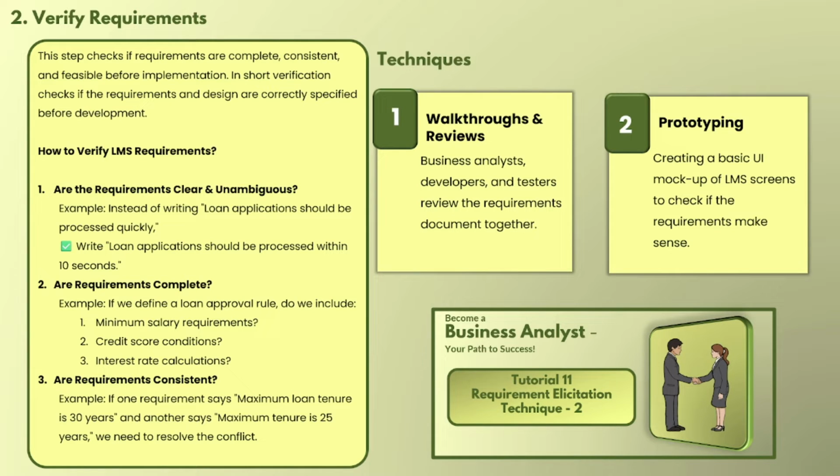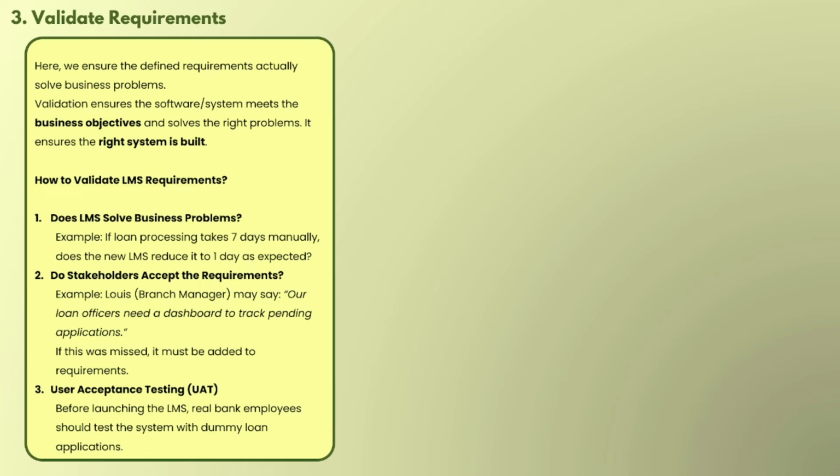Now let's move to another key task of requirement analysis and design, that is validate requirements. Here we ensure the defined requirements actually solve the business problems. Validation ensures the software or the system meets the business objective and solves the right problem. In short, it ensures the right system is built. This step is all about making sure the requirement will actually solve the business problem we are trying to address.